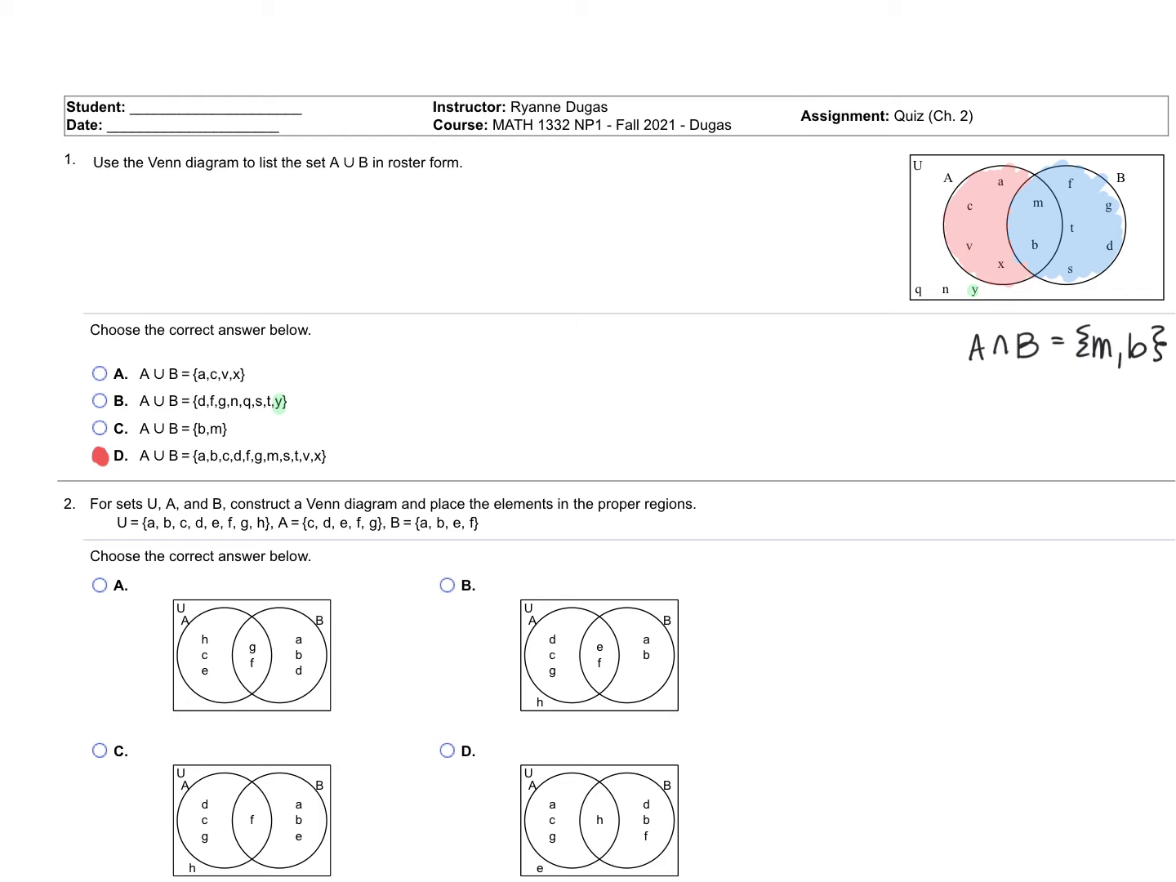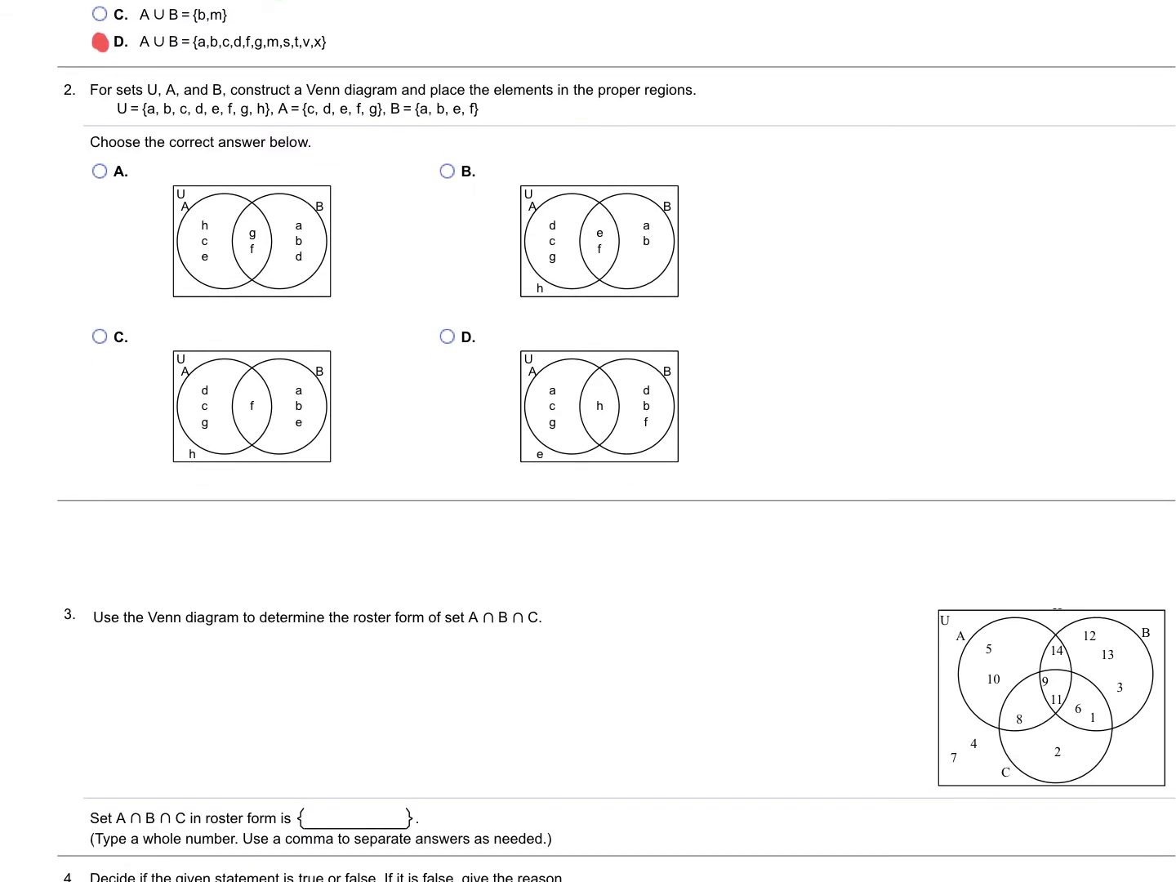A, B, C, D, F, G. So I'm just verifying that all the letters are here. M, S, T, V, X. All right, so I've underlined every letter, so it's all included. So that one is the correct answer.